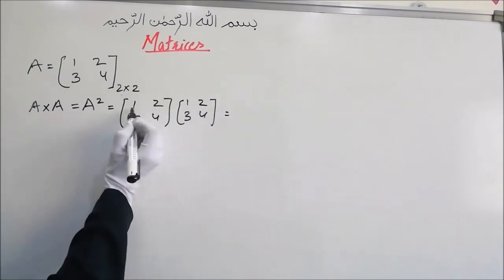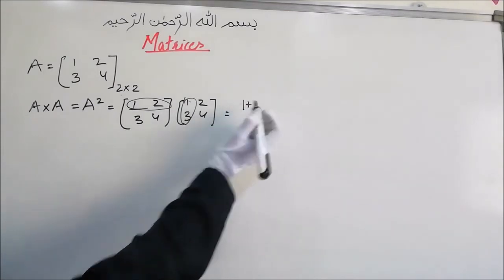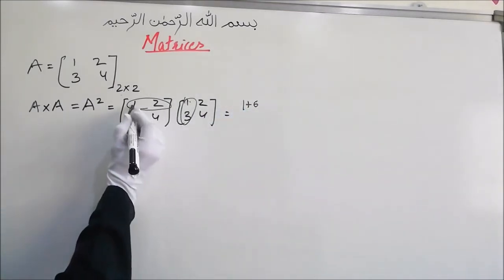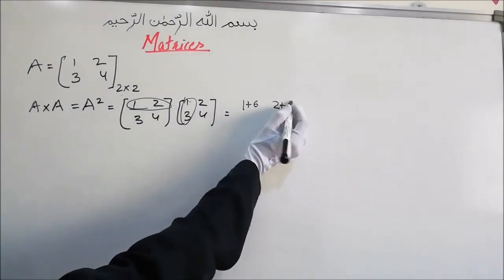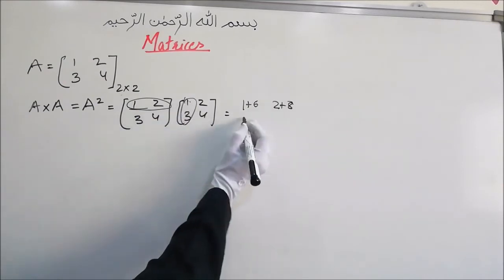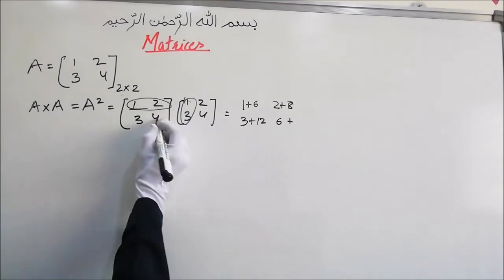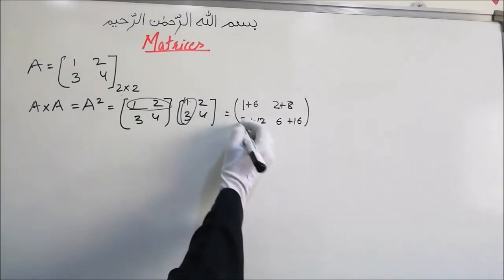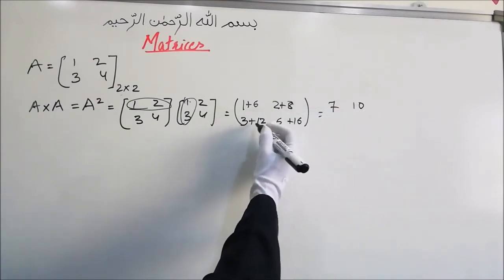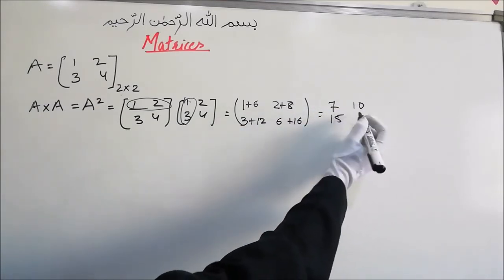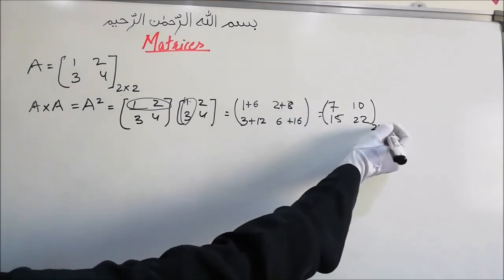How do you multiply? You multiply this row with this column. So 1 into 1 will be 1 plus 3 into 2, that is 6. Then you take this row and this column: 1 into 2 is 2, 4 twos are 8. Then this row and this column: 3 ones are 3 plus 4 threes are 12. Then 3 twos are 6 plus 4 fours are 16. So this will be 7, 10, 15, 22. This is again a 2 by 2 matrix.